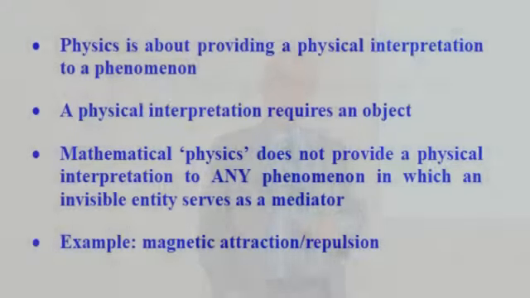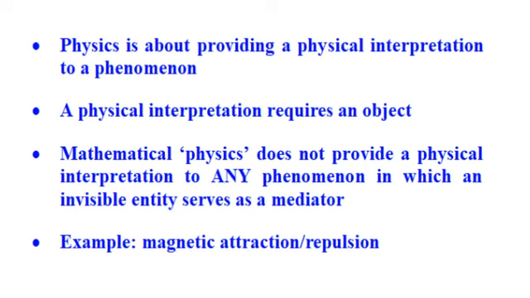And so here we have the physical interpretation. What is it? And this is what I'm going to be covering. I'm saying physics is about providing a physical interpretation, okay, to a phenomenon. A physical interpretation requires an object. These are the arguments that I'm going to make. Mathematical physics does not provide physical interpretation to any phenomenon in which an invisible entity serves as a mediator.